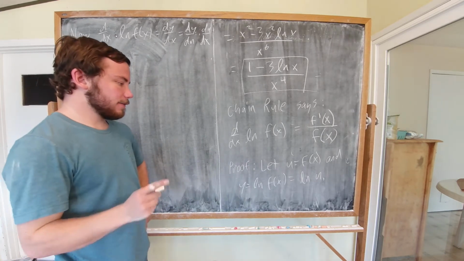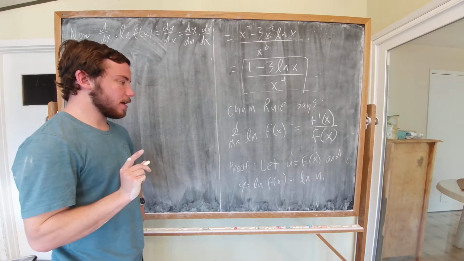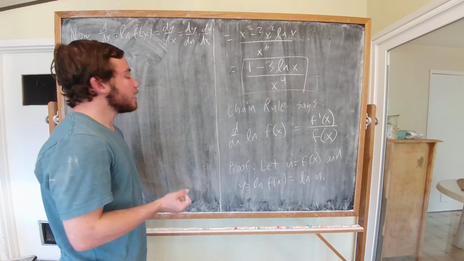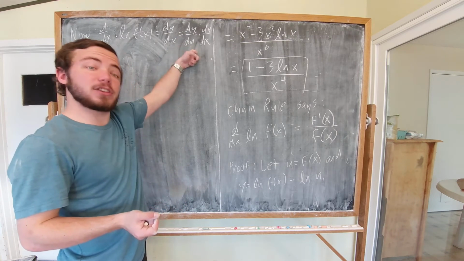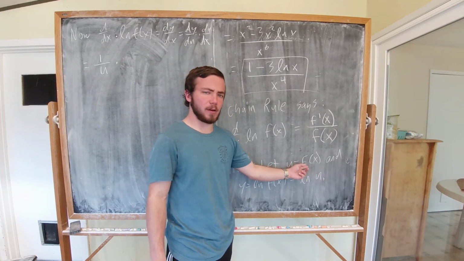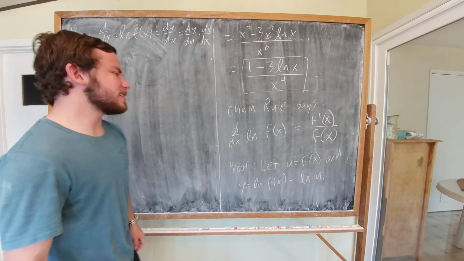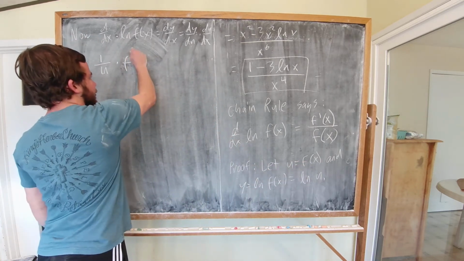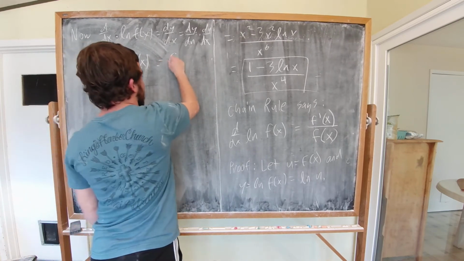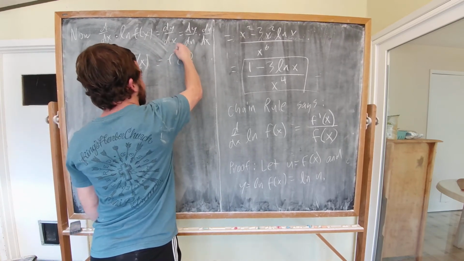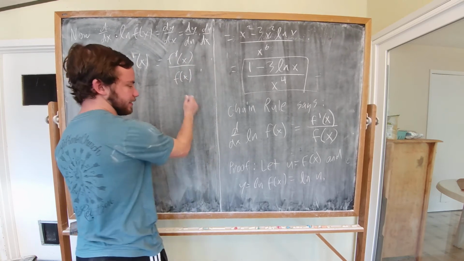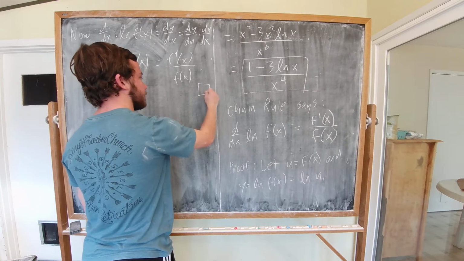And then for the derivative of u with respect to x, well, we don't know what u is, right? It's just some arbitrary function f of x, which means its derivative is just f prime of x. Substituting back in for u gives us f prime of x divided by f of x, exactly as we stated.